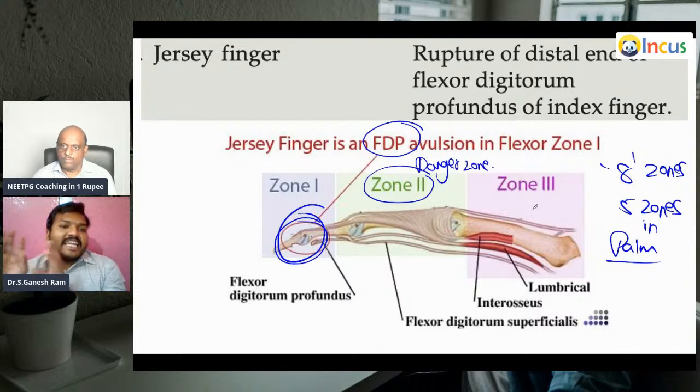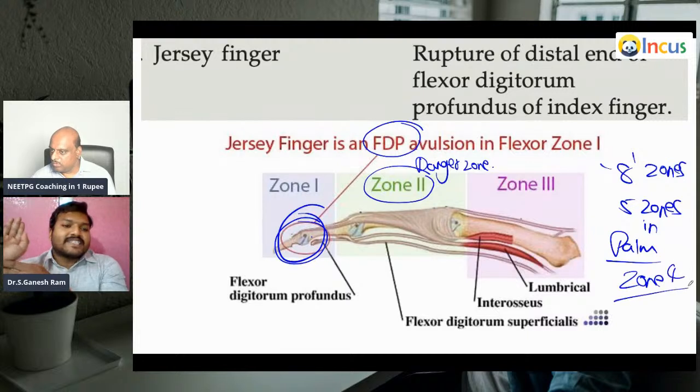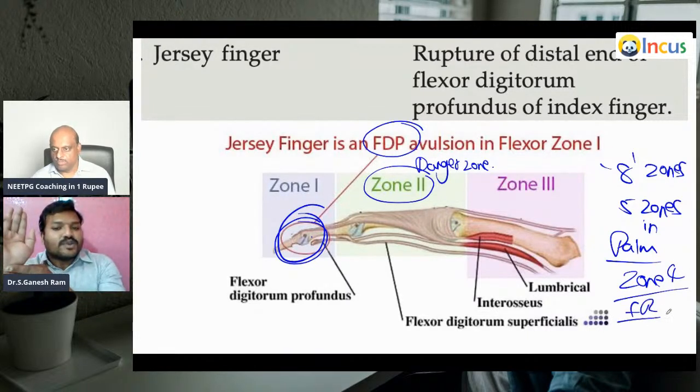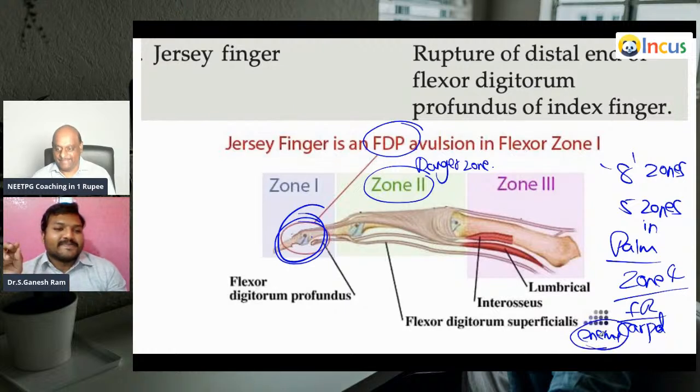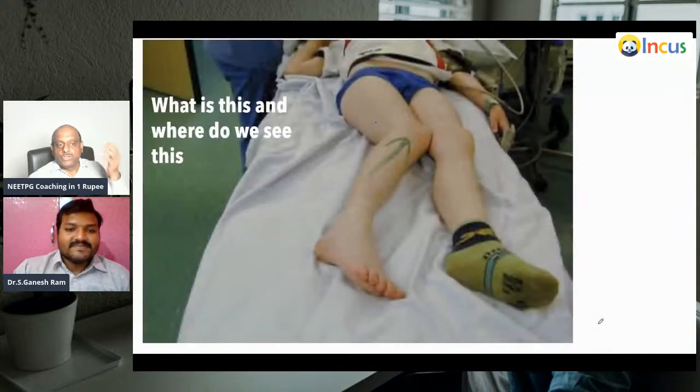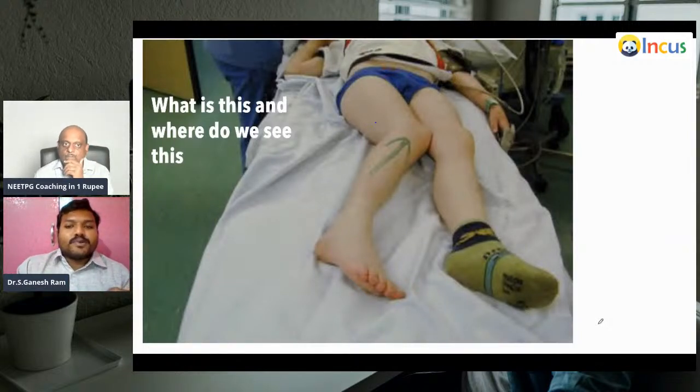Zone 4 is called as enemy zone. Zone 4 would be the flexor retinaculum region, here carpal tunnel. That region would be zone 4, that is called as enemy region. We will want our enemies to get damaged there. So it's called as enemy region. So just an MCQ pointer, sir. Yeah. Great, wonderful. So this is the fatty deformity, posterior dislocation of the hip.